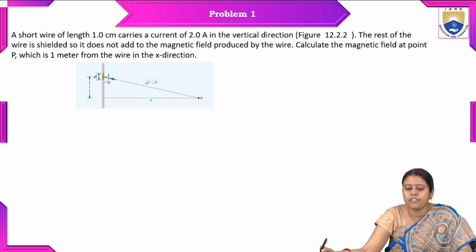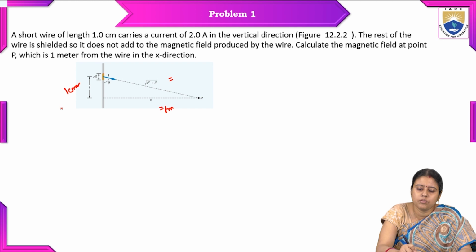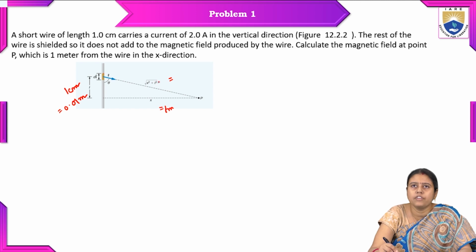Calculate the magnetic field at point P, which is 1 meter across the 1 centimeter. So this length is 1 centimeter, and this is 1 meter in the x direction. 1 centimeter means we can write 0.01 meter. So we have to calculate first x square plus 1 square.